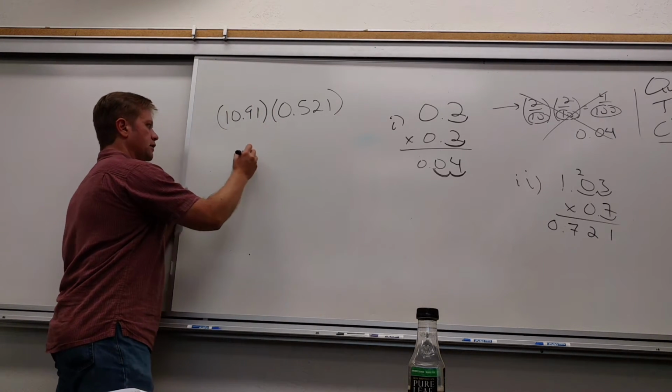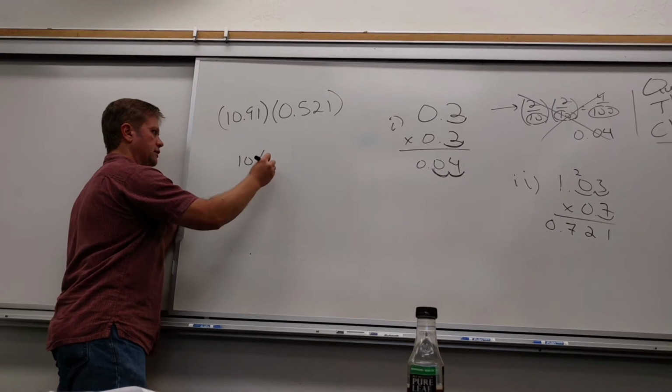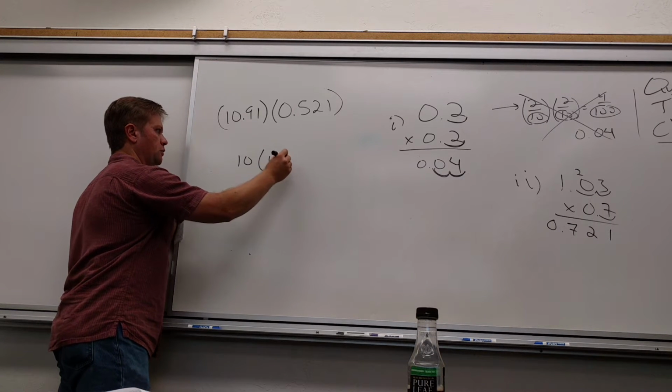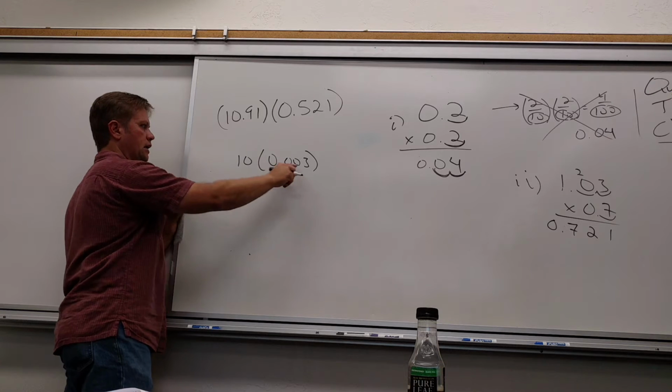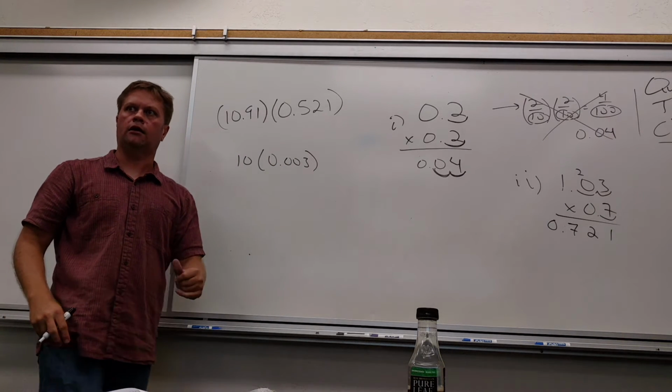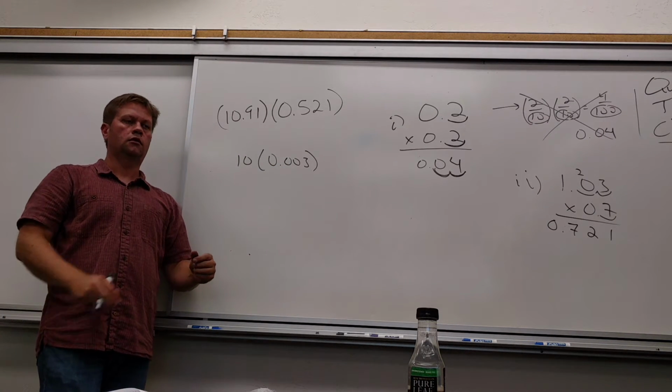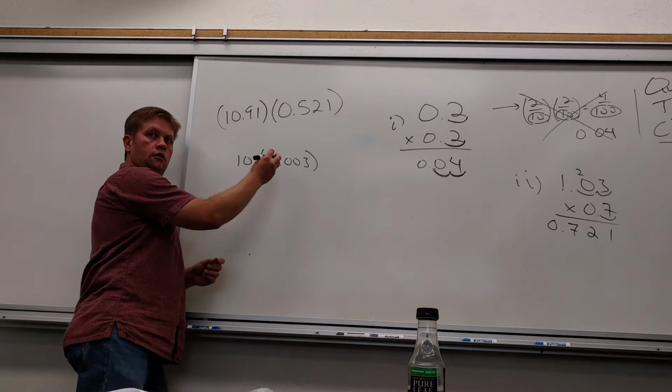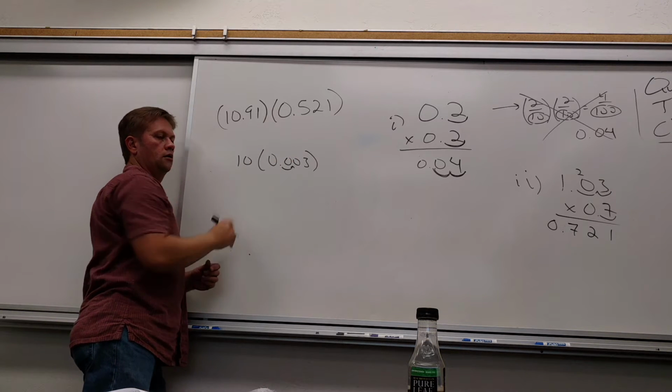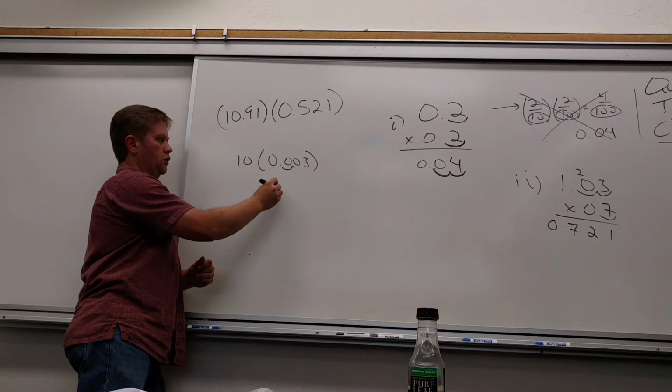Secondly, do you guys know if we multiply something by 10, what happens to the decimal place? What's 10 times this? You should not need a calculator. 1 or what? 3. Yeah. Okay. It's 0.03.